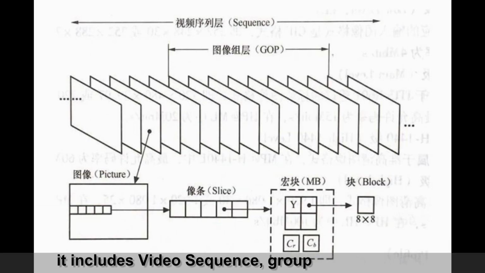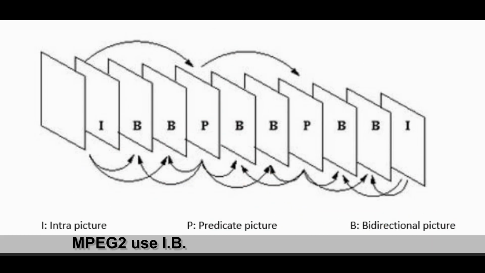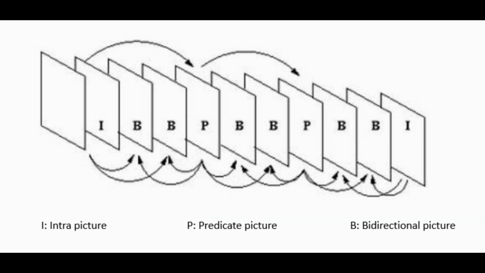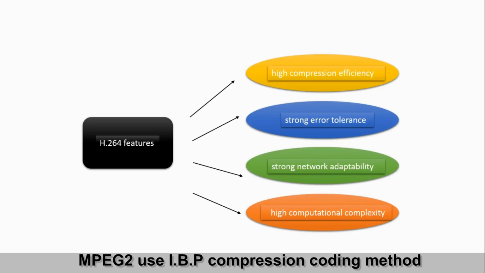It includes video sequence, group of pictures, slices, macroblock, and block. MPEG-2 uses the IBP compression coding method. H.264 is becoming more and more popular.